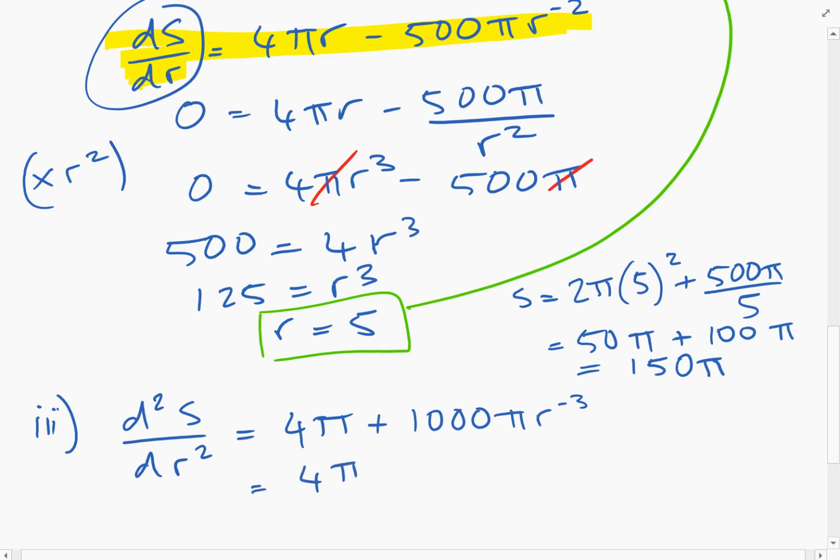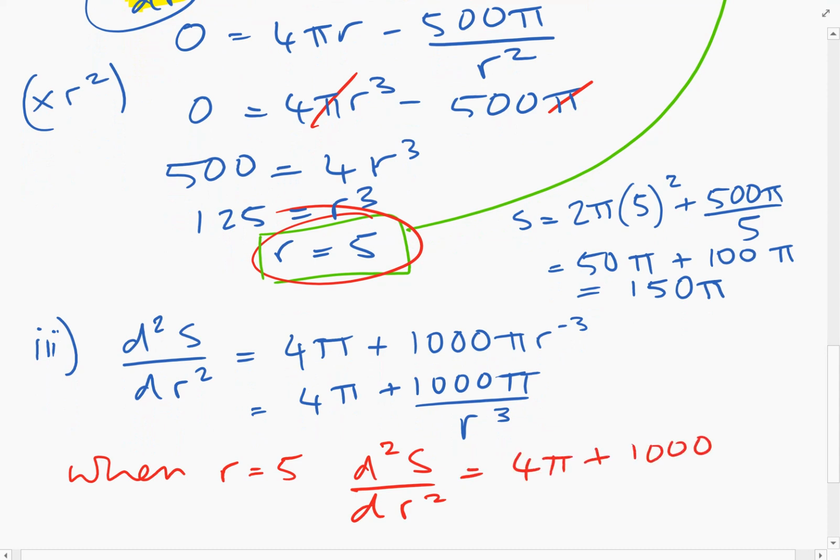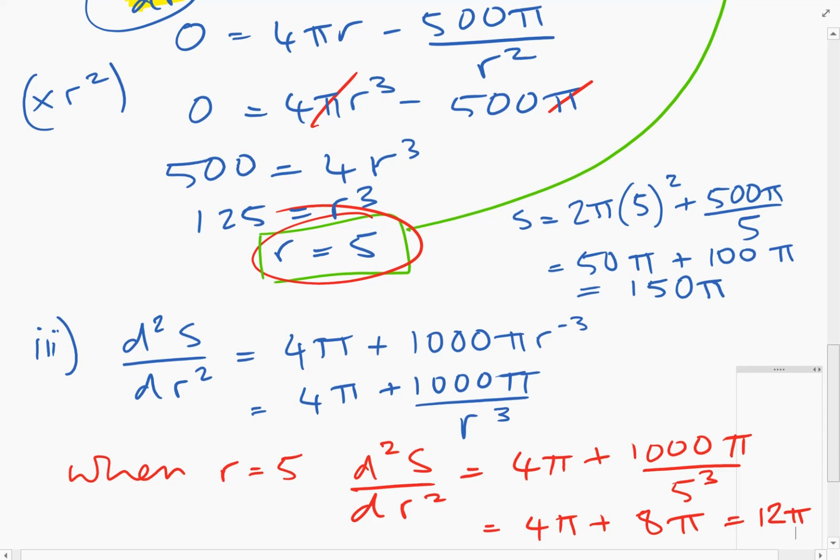So let's just simplify that a bit. Let's write that with r cubed on the bottom there. And we know that r equals 5 from our previous part, and we want to know if there's a maximum or minimum when r equals 5. So when r equals 5, the second derivative, which we've just worked out, will be 4 pi plus 1000 pi over 5 cubed. So 5 cubed is 125. 1000 divided by that is 8. So that is going to equal 12 pi, which is definitely going to be a positive number.